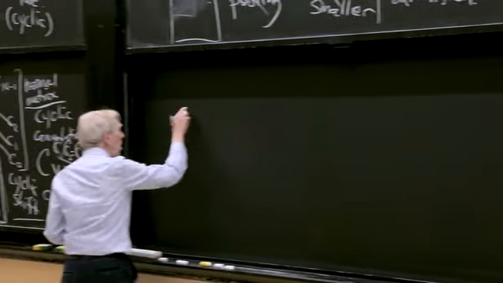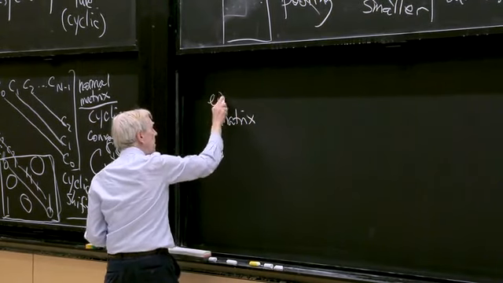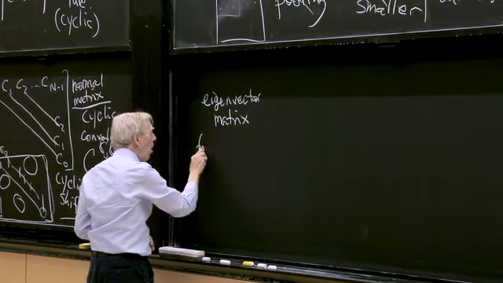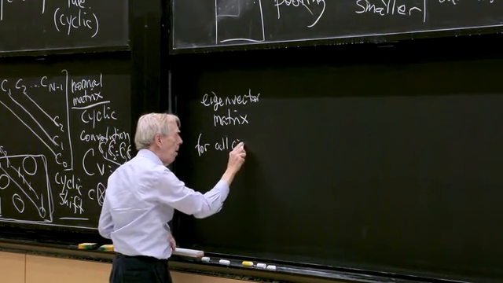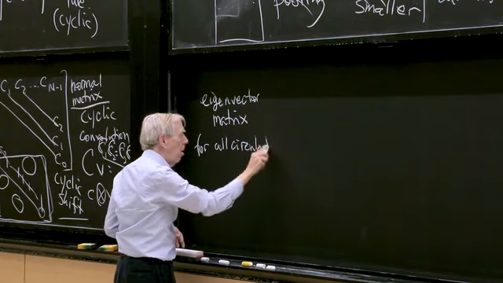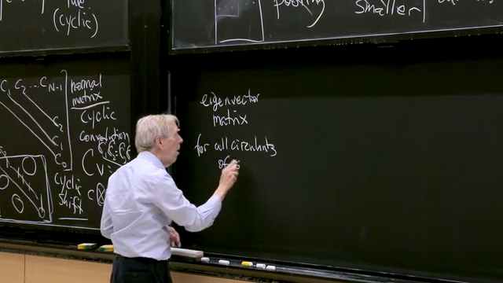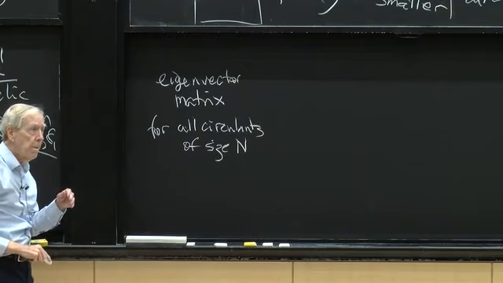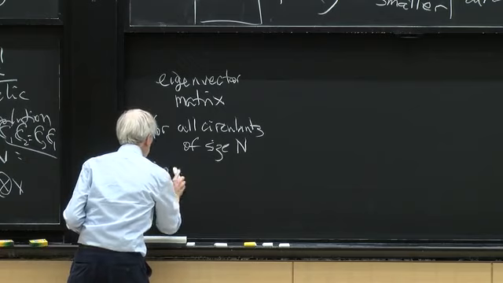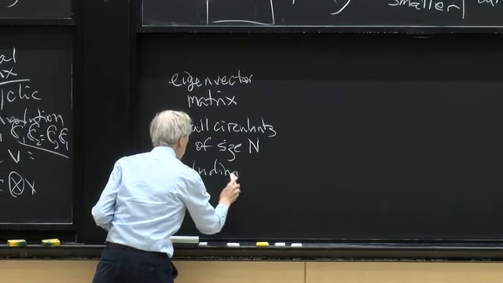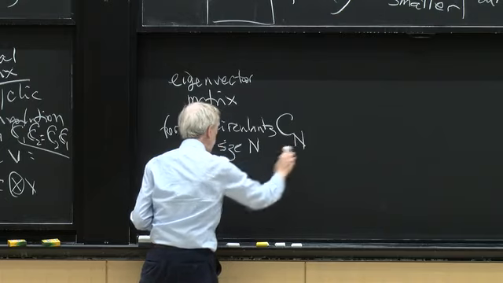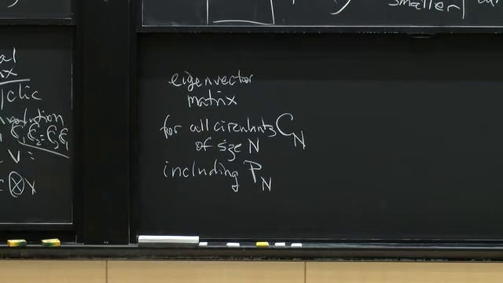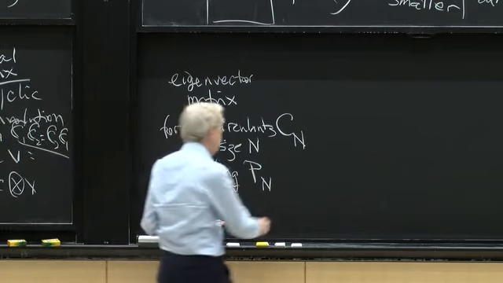So the eigenvector matrix for all circulants of size n. They all have the same eigenvectors, including P. All circulants C of size n, including P of size n. So what's the eigenvector matrix? What are the eigenvectors?